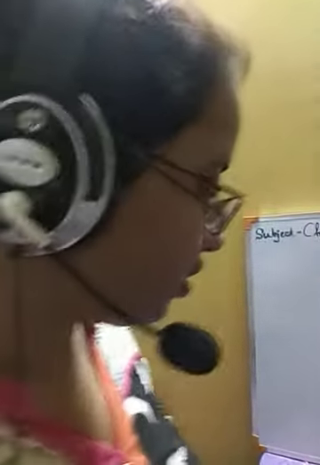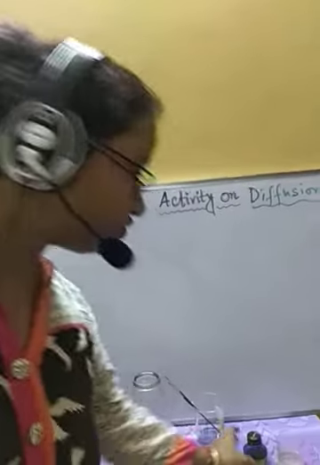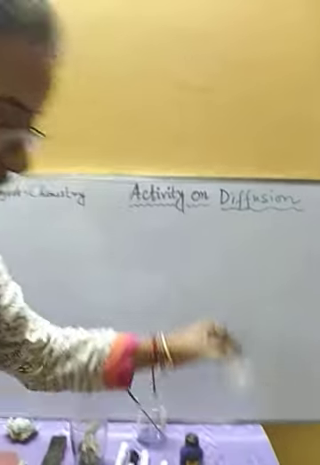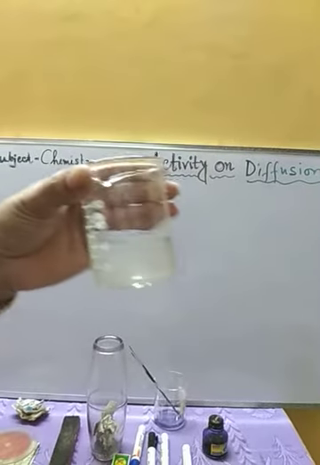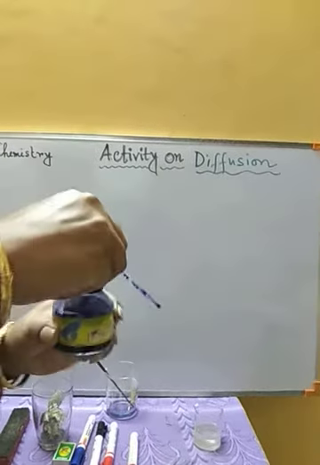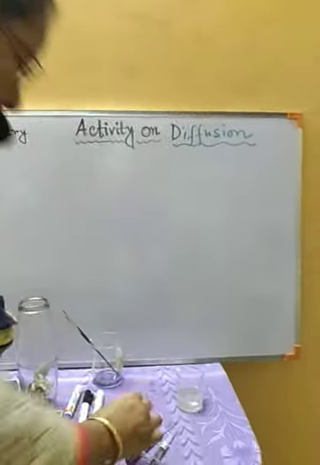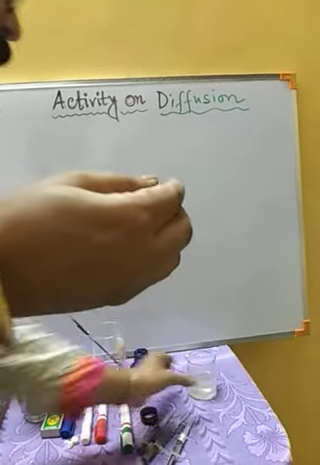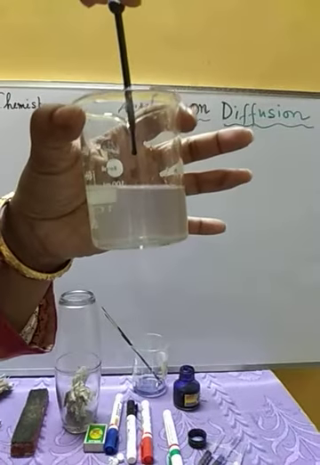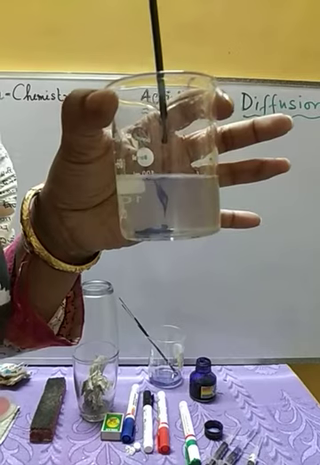Now we are going to do the diffusion of liquid. For that we need some water. So in this beaker I have taken some water, and for diffusion we are going to use ink. Just take a few drops of ink, and we are going to add this to the water, drop by drop.